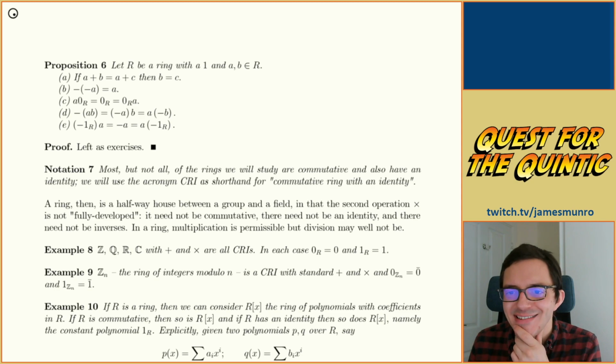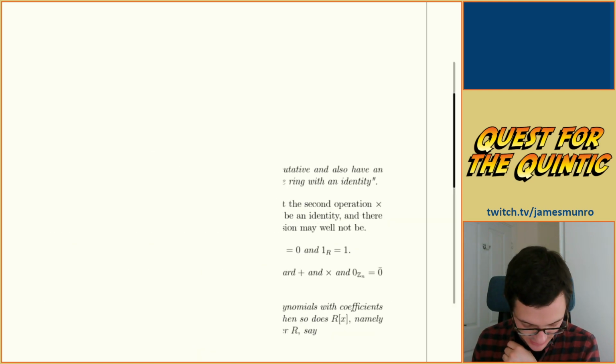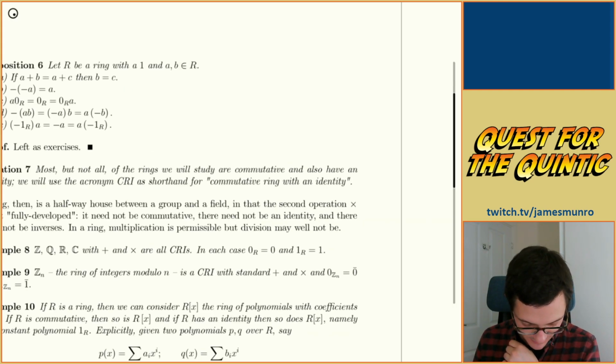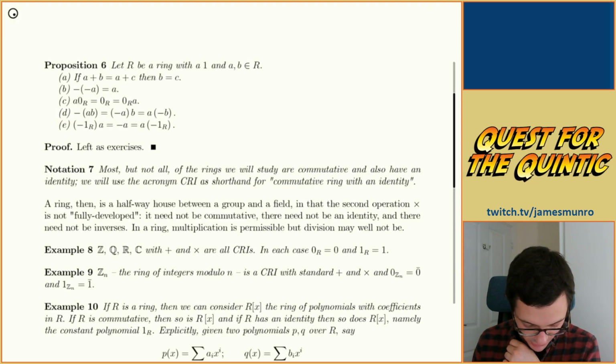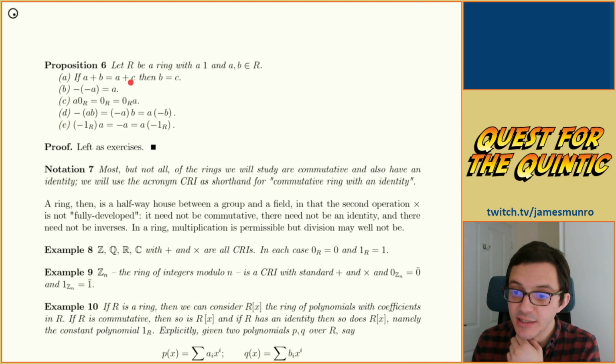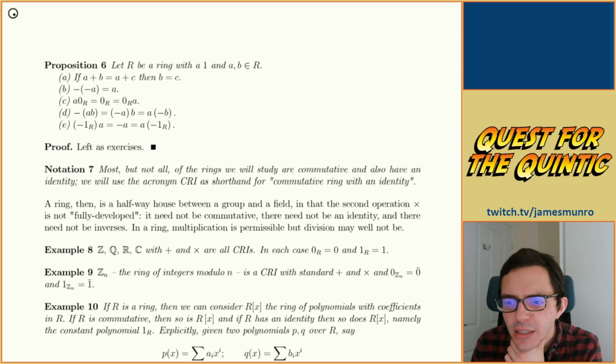And these are left as exercises, which is a classic thing for maths lectures. You can add, so this one's true. This one's true because if a plus b is a plus c, then you could add negative a to both sides. These all look pretty obvious to me.